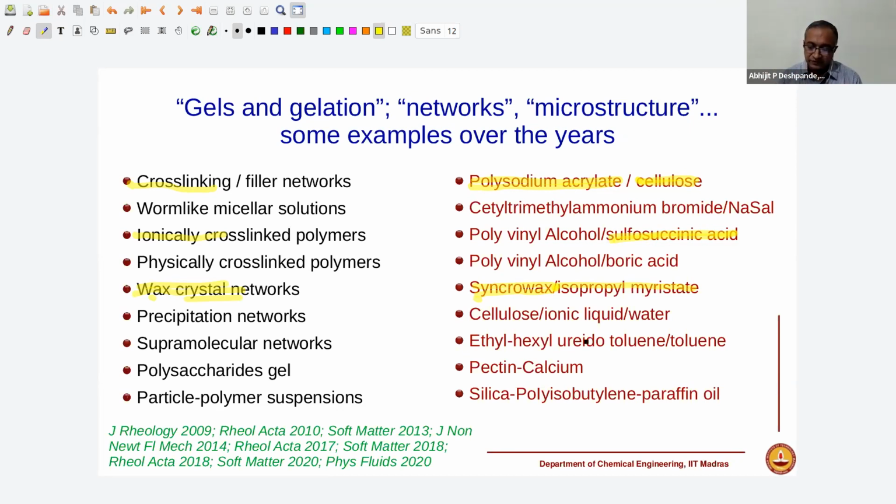A lot of work is related to supramolecular networks. Recently, we also have been working on polysaccharides. Pectin is a plant polysaccharide, and it gels due to calcium cross-linking. This gives you an idea of the broad range of materials in which microstructure forms the key in terms of defining the overall response.